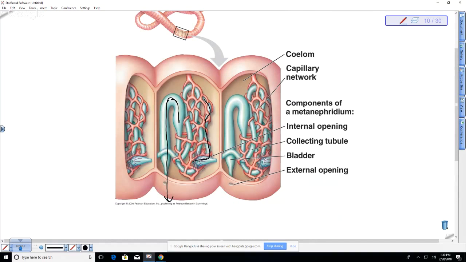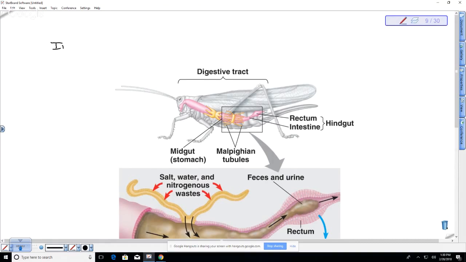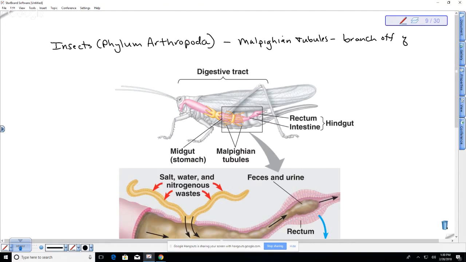Okay. Now there is another type of excretory system in the insects. If we look at insects, this is phylum Arthropoda. They have branches off their digestive system that have kind of a cool name. They're named after a person: the Malpighian tubules. These branch off of the digestive system, and they just filter the coelomic fluid, so the fluid that is in the body cavity.